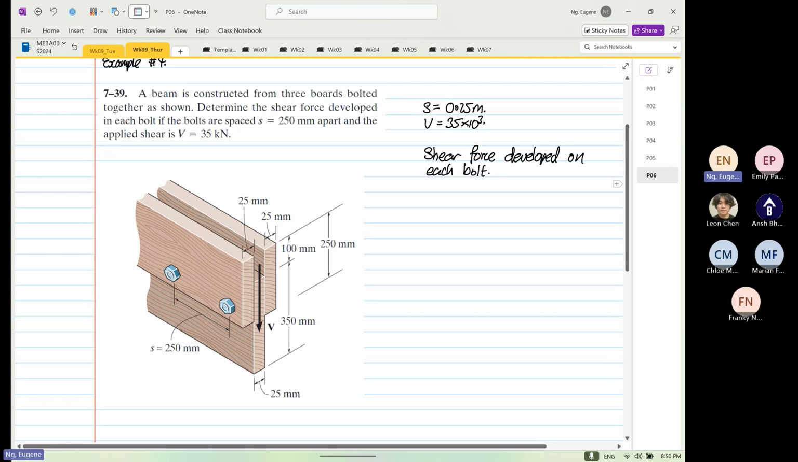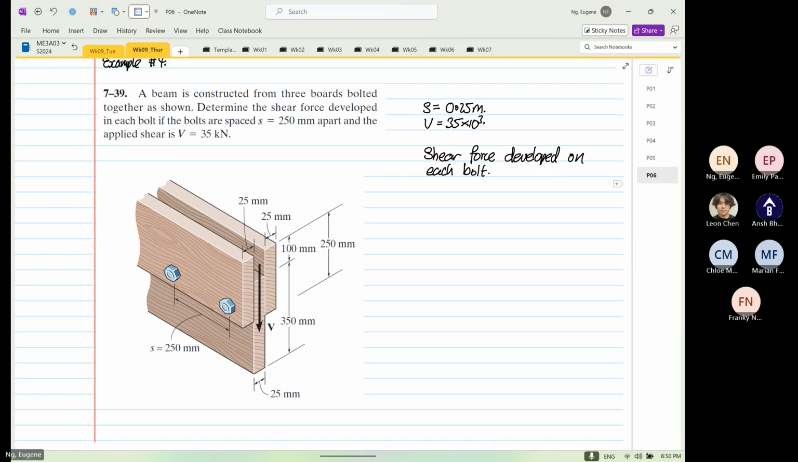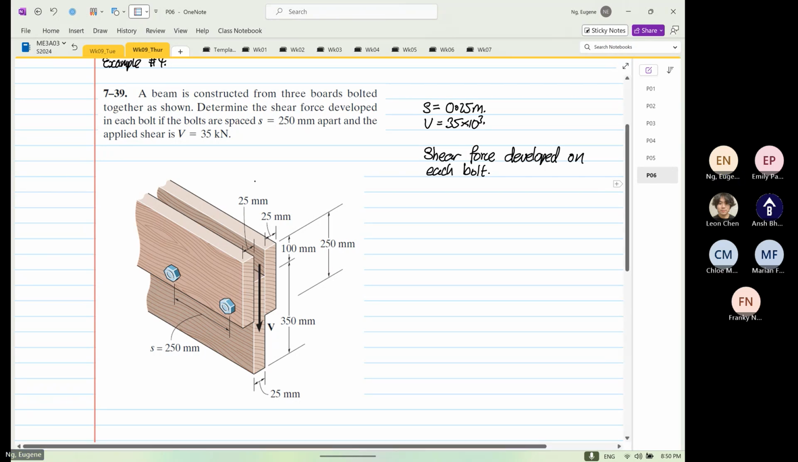Okay, we have to determine... Now we are looking at where the flow is coming from here, and we know that this is 35 times 10 to the power 3. Now, I'm not going to find the centroid. I'm just going to write it for you.